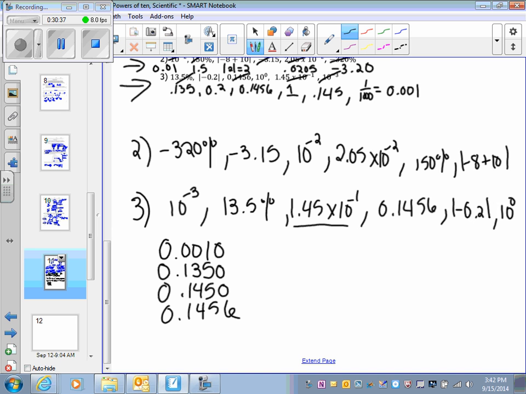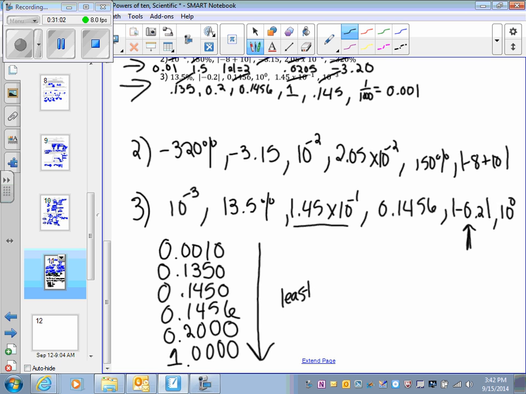And then I have 0.2. I'm going to add all those zeros for placeholders because remember, it's the absolute value of that number. And 10 to the 0, any number to the 0 power is 1 whole. So I can see now using place value that this is least to greatest. Okay? So remember, you always want to make values the same so that you're able to compare them. And then when you're ordering them, you want to use the original form.